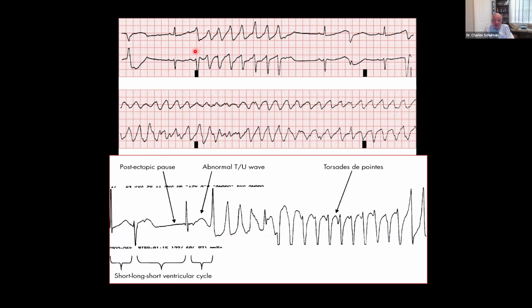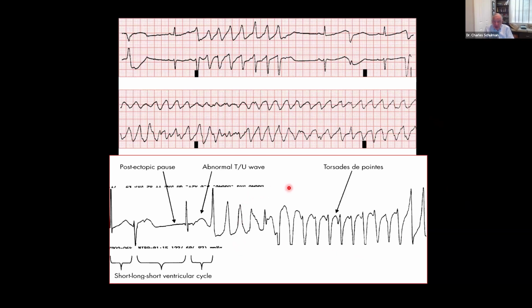And this was her tracing, which showed polymorphic VT, which deteriorated to ventricular fibrillation. She was successfully resuscitated, and it turned out that her potassium was 1.9, which was the source of the problem.